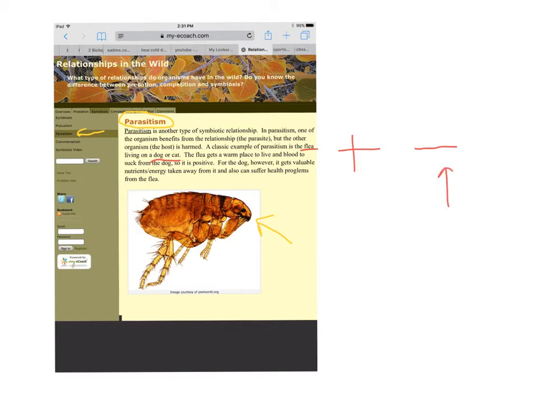but that is a negative effect on the dog or the cat. Now, it's important to point out here that this is not predation. Even though the flea is technically feeding off the dog or the cat or whatever animal it's on, it is not wanting to kill its host organism. That would actually be bad for it if it killed its host organism. It just wants to feed off it, but also to make sure it stays alive.